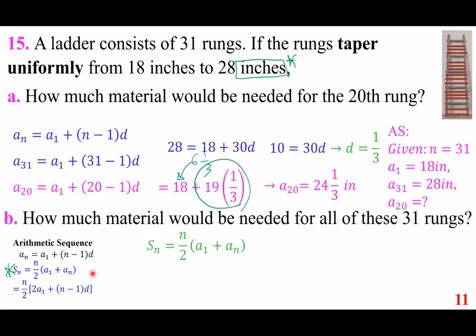We replace the n with 31. A sub 1 is 18. A sub 31 is 28. They add up to 46. And 23 times 31 is 713 inches. That's the total amount of material we need.